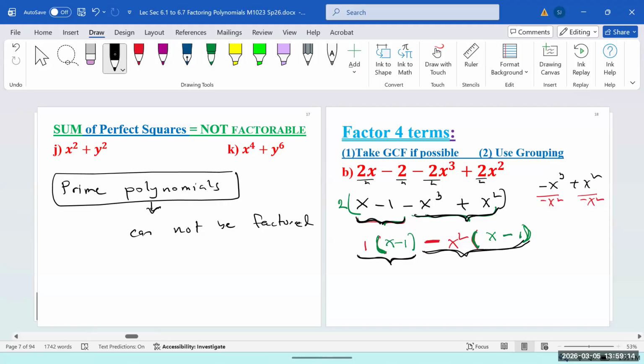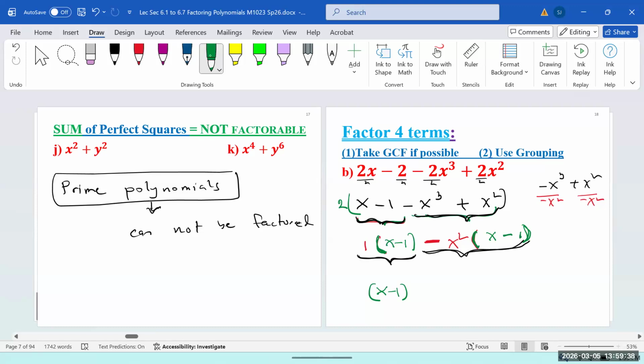Now, if you look at both groups, do you see anything in common? What do you see in common? x minus 1. So this time we factor out x minus 1. That's why this chapter is called factoring and solving. It just never ends. It will end now.